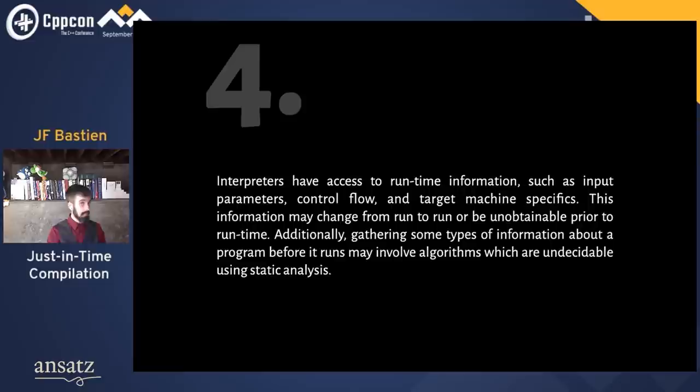Another thing is a JIT can speculate on certain facts being true, optimize accordingly, and then roll back if it turns out that it was wrong. Right. So whereas static compilers don't do that as much. They can, but it's a bit more complicated.